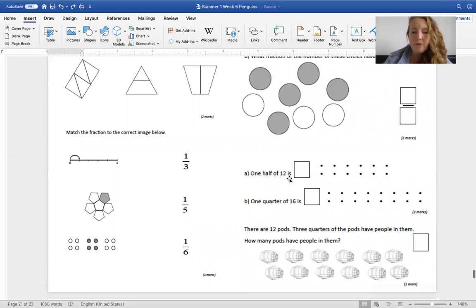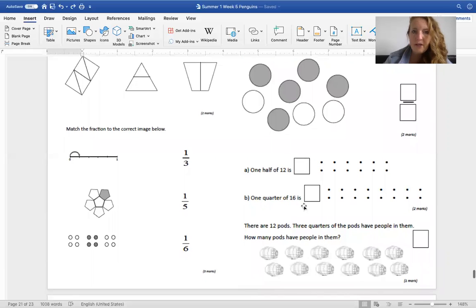Here, 1/2 of 12. So you could either do 12 divided by 2, because we know that a half means you're dividing by 2. Here you also have 12 dots, so you can put them into groups, however you want. Hopefully you know your times tables, so 2 times what is equal to 12, that should help you here.